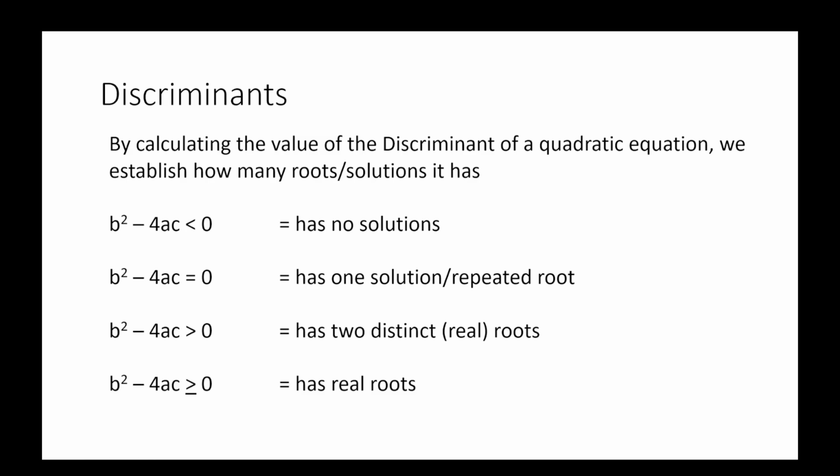Now this is definitely something that's worth considering and putting in your notes. By calculating the discriminant of the quadratic equation, we can establish how many roots or solutions it has. If b squared minus 4ac is less than 0, then as previously said, it's got no solutions. If b squared minus 4ac is equal to 0, then we say it's got one solution or one repeated root. If b squared minus 4ac is greater than 0, then we say it's got two distinct real roots. And if the question says that it's got real roots, then it could have either one root or two real roots, in which case the discriminant is greater than or equal to 0.